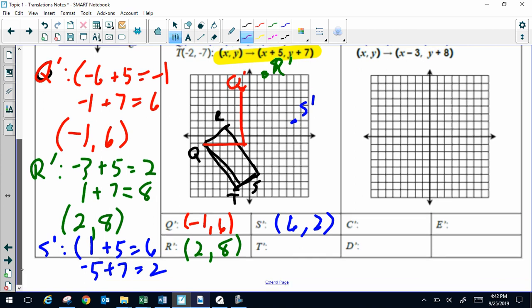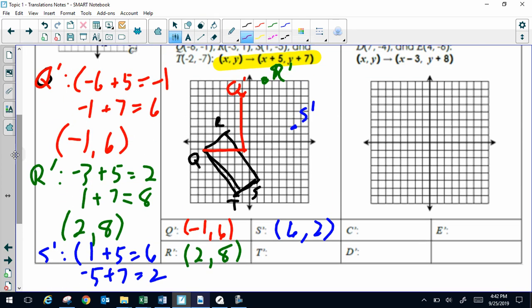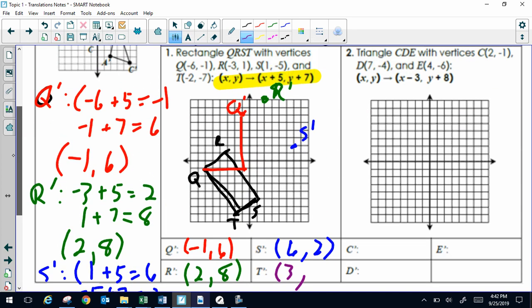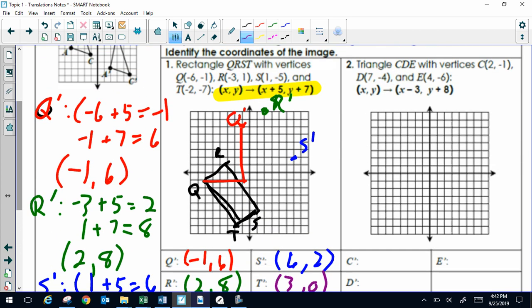And then the last one would be T prime. And same idea. Take the original x of T, which is -2, and the rule says to add 5 to it, which gives me +3, so that's going to be my x value. Then the y value says take the original y value, which is -7, and add 7 to it, which gives me 0. So that means that T prime is at 3, 0, which is right there. And you can see that now I have my new rectangle, and all I did was literally slide it diagonally. That's why we say it's sliding it, because it's just moving it diagonally. Okay, let's do the next one.